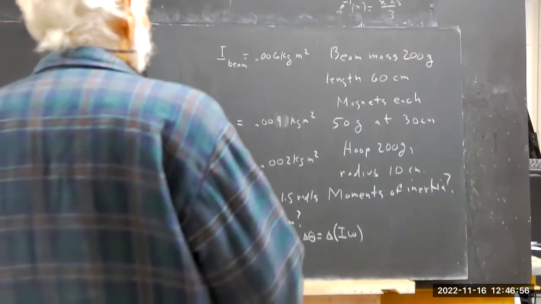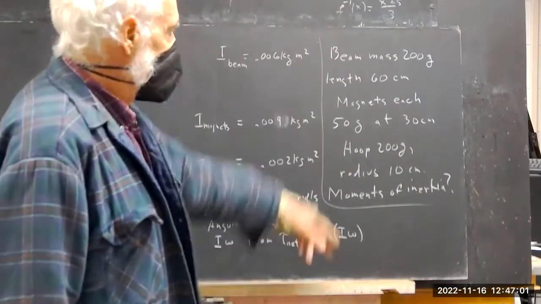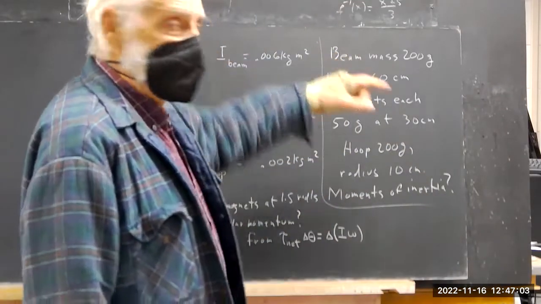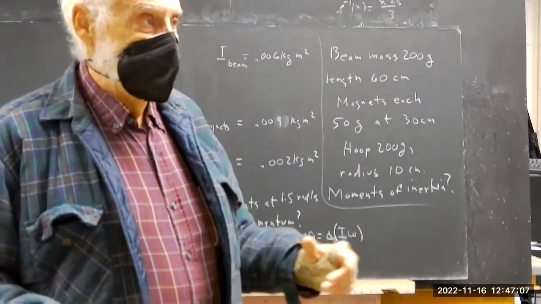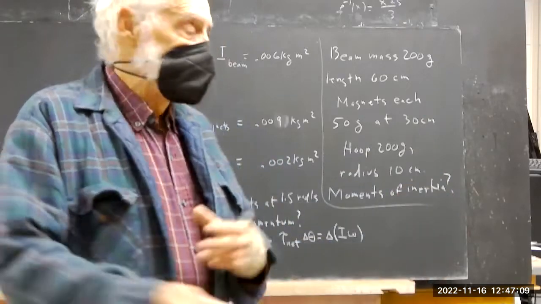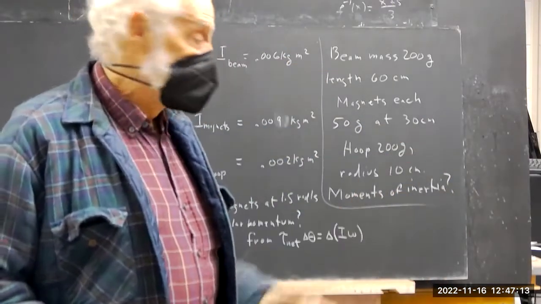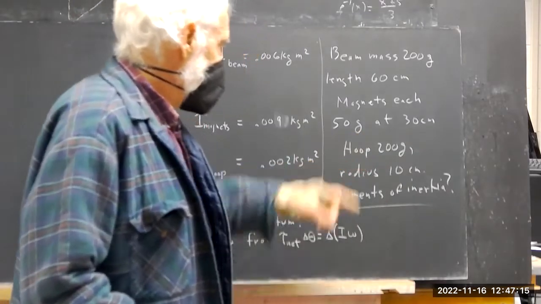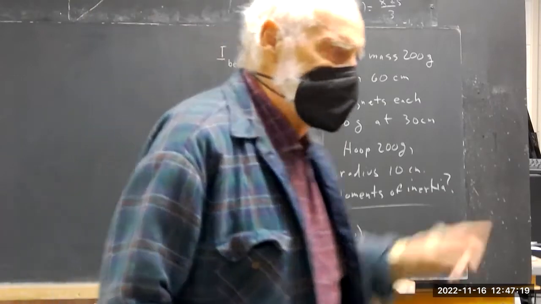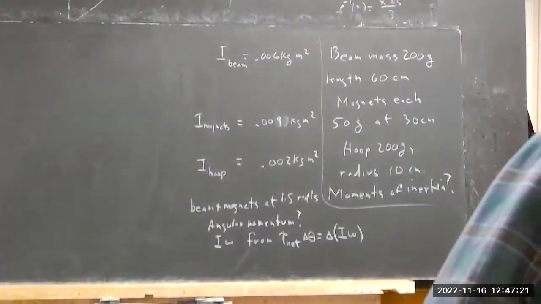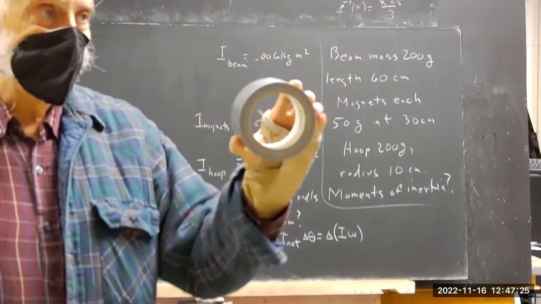Okay. So we started here with that simple problem: work out the moment of inertia of a beam. That's 200 grams. We've seen that. With 50 gram magnets in the ends, let's say they're 30 centimeters. They're actually centered a little closer than that, close enough. And a hoop of mass 200 grams, radius 10 centimeters. That's this.